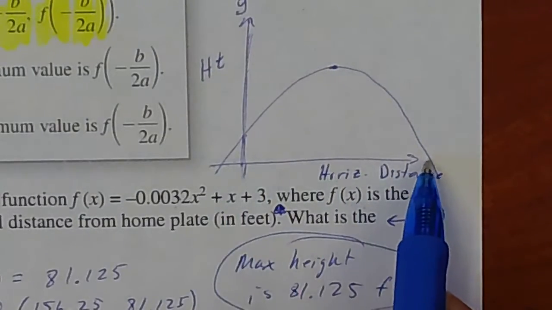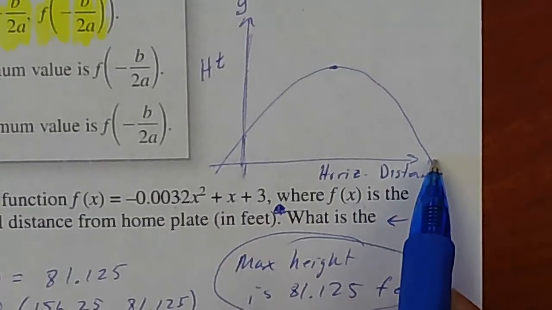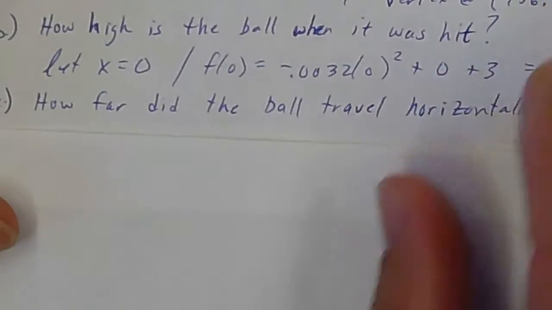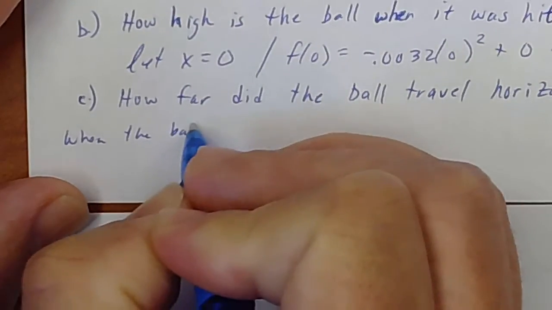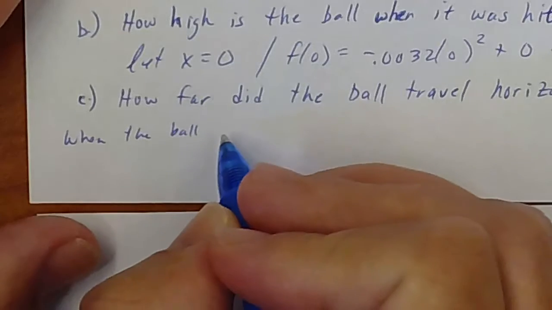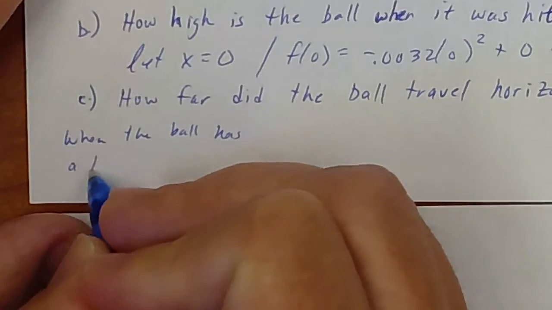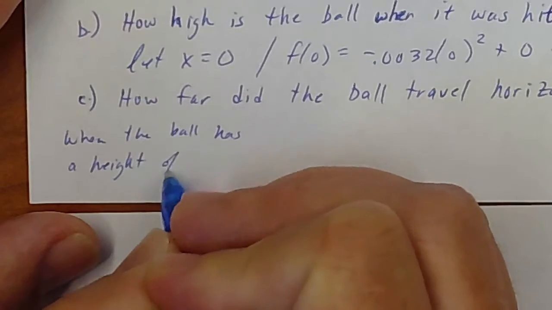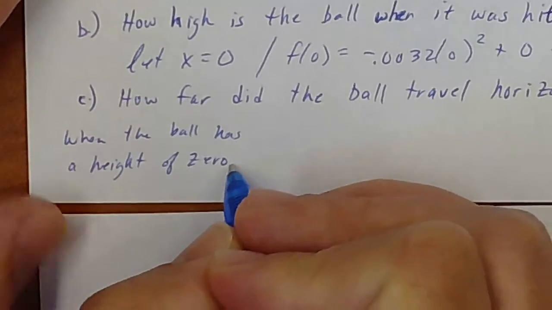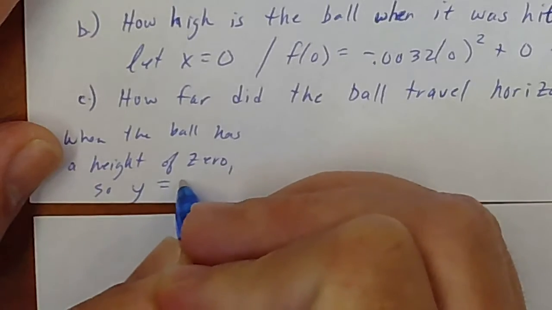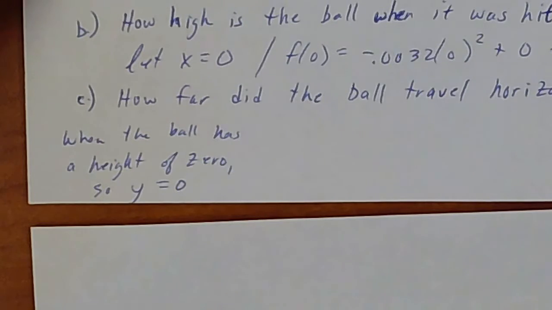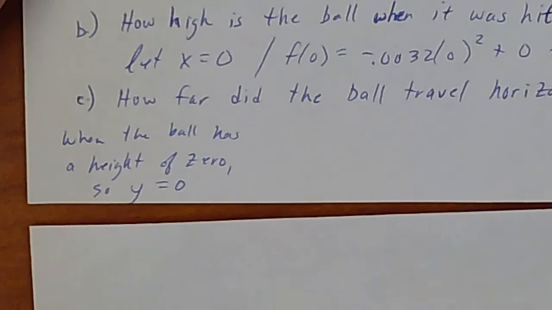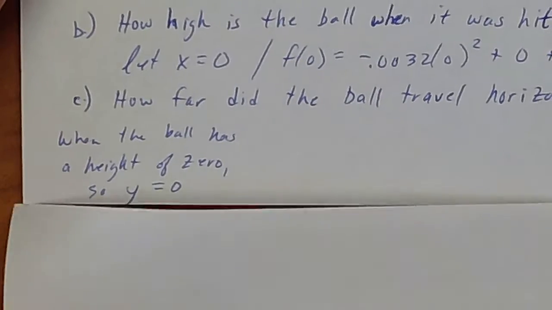All right, what we have to realize here is how far did it travel? That means the ball hit the ground. It has a height of 0. Okay, it's the x-intercept. So how far the ball traveled horizontally? This is when the ball hit the ground or has a height of 0. So that means y equals 0. Or you could add it's the x-intercept. Whatever clicks with your brain here, we need to realize we need to find the x-intercept or set y equals 0. Okay?